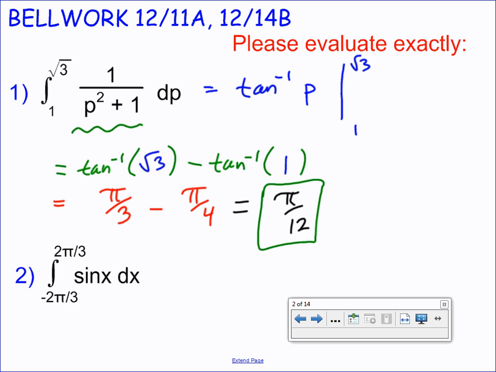In number 2, we could do the same exact thing. We could find an antiderivative function for my integrand sine of x, right? I know that an antiderivative for sine of x would be opposite of cosine of x, right? Evaluate my upper, evaluate my lower, subtract the two. But I also know that the lower limit, negative 2 pi over 3, is the exact opposite of my upper limit, positive 2 pi over 3.